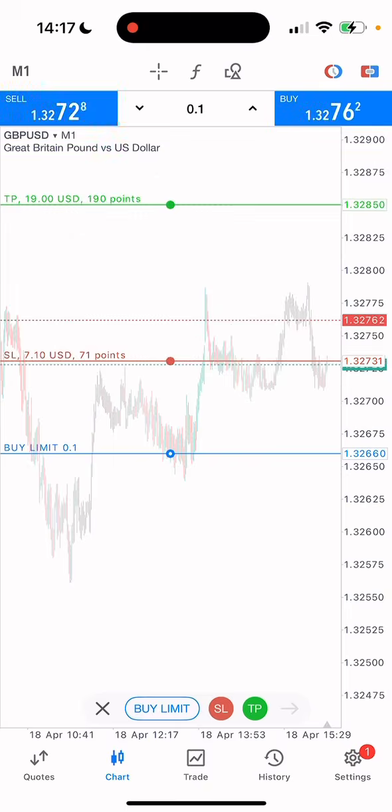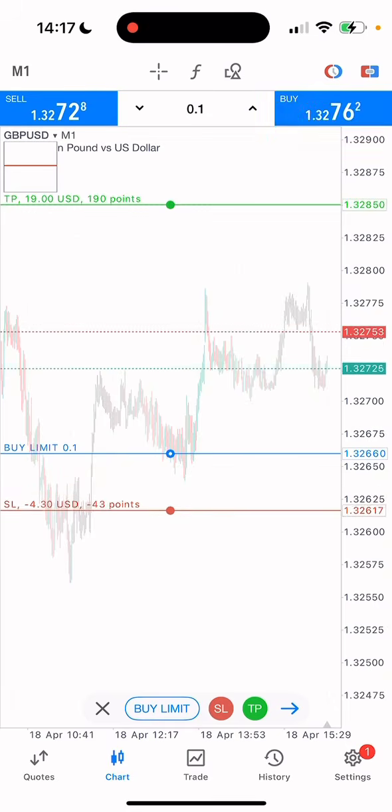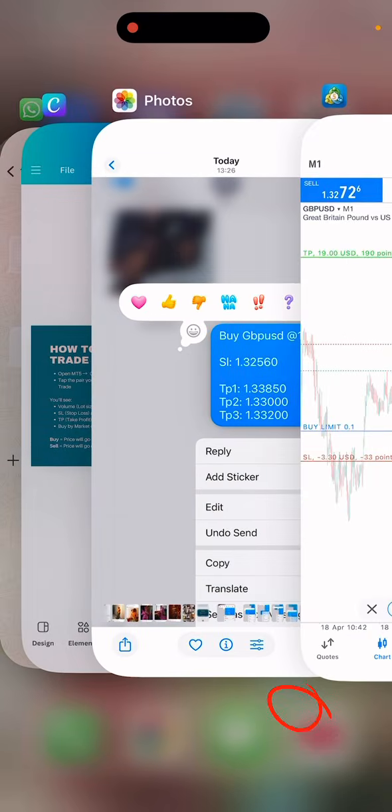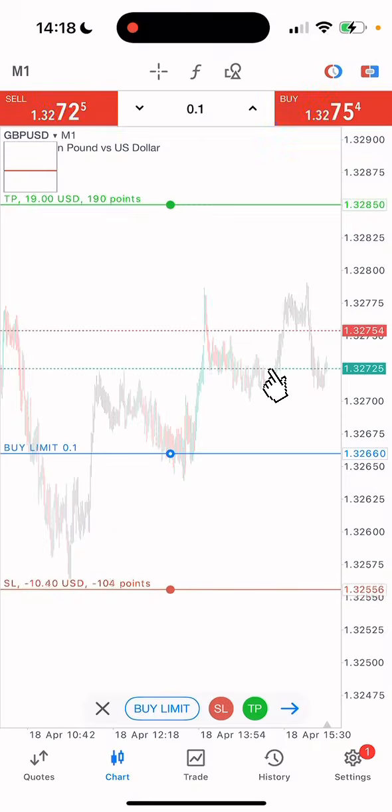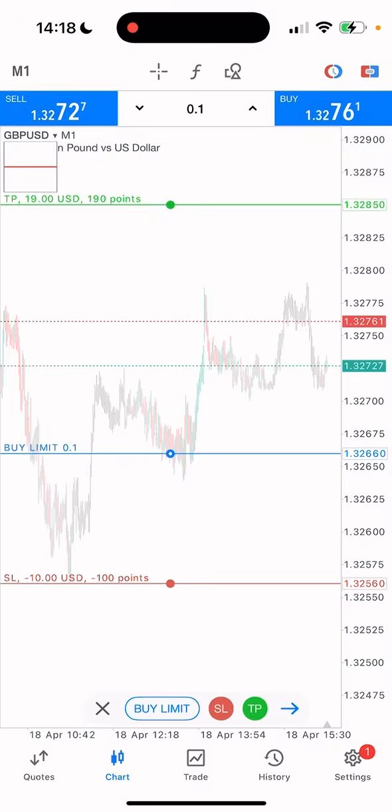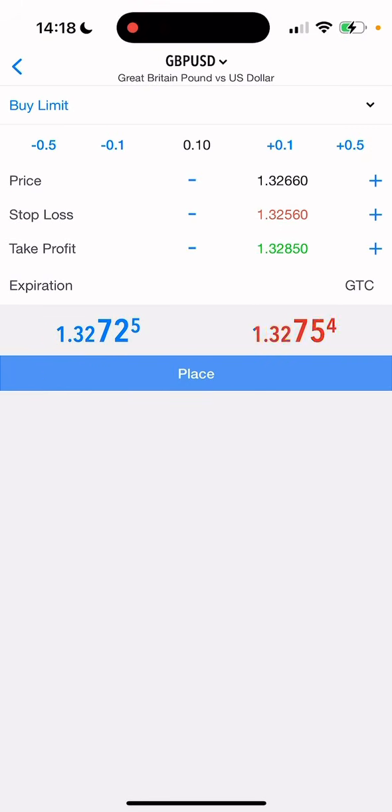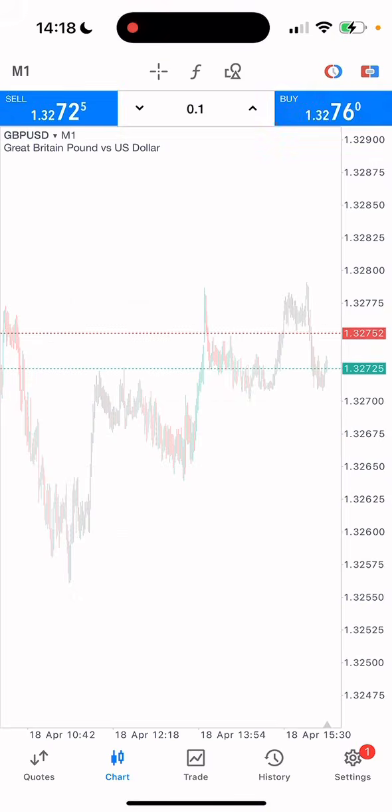Next thing, tap on SL. You will move the SL to the price of SL they gave you. What was the price of SL? 560. So I'll go to 560 and I'll put the SL there. That is it. Then you see this blue arrow here. Tap on it. It is going to give you this place that says place. Now, before we do that, let me do that again.